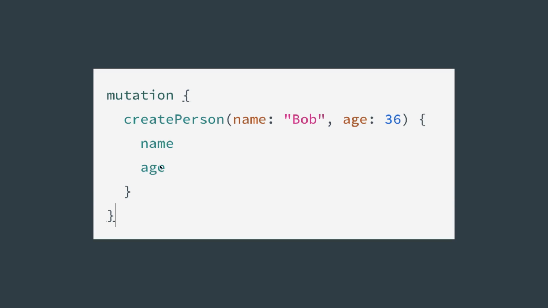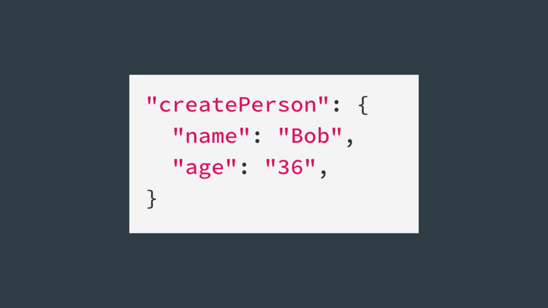These are the fields that I want back. So I would like to know these fields after I create this person. And then here's what the JSON response looks like back. You'll notice how we have a create person object, and inside that we have a name, Bob, and age 36. Okay, very cool.